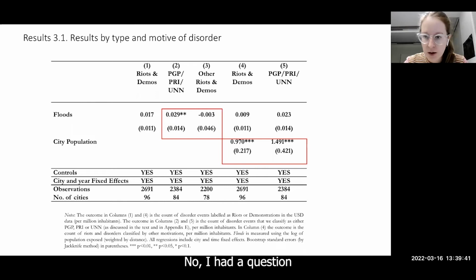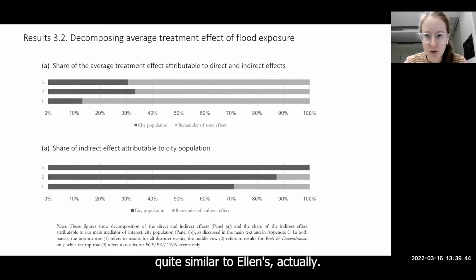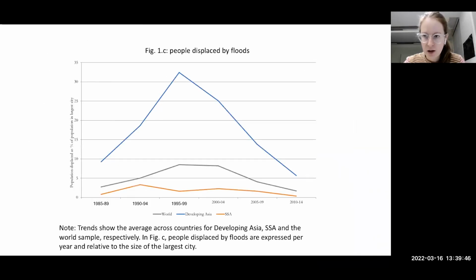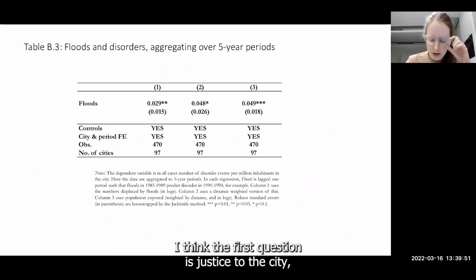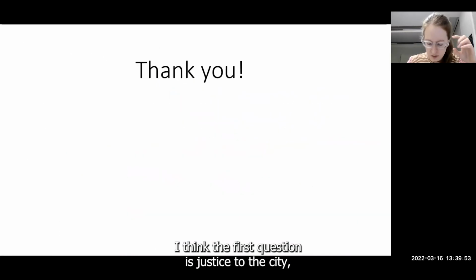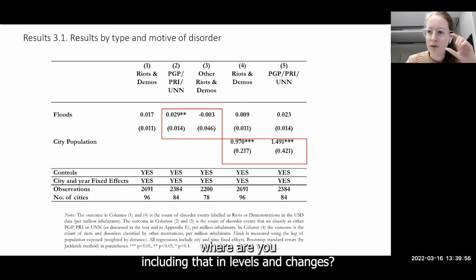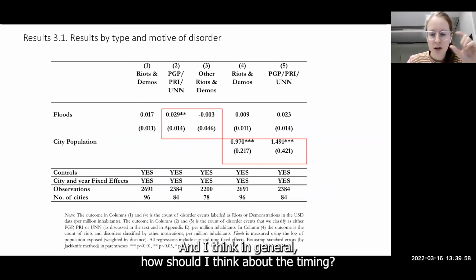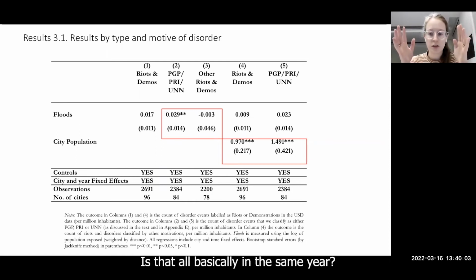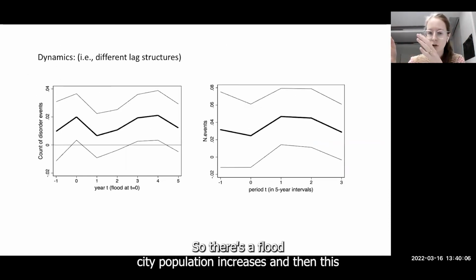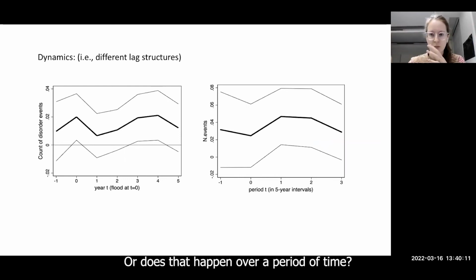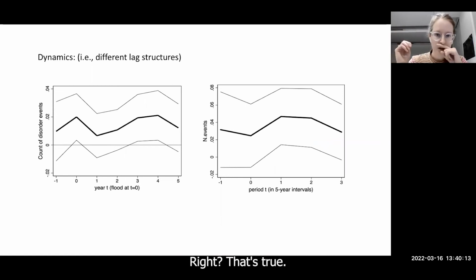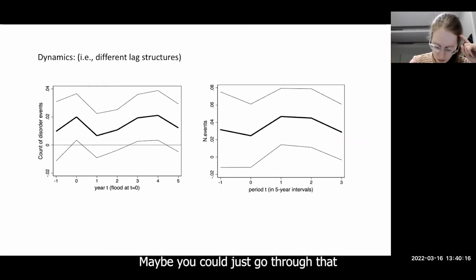No. I had a question quite similar to Ellen's, actually. So I was wondering about the timing of the mediation analysis. I think the first question is just, is the city size variable, are you including that in levels or in changes? And in general, how should I think about the timing? Is that all basically in the same year? So there's a flood, city population increases, and then there's more conflict, or does that happen over a period of time? Maybe you could just go through that.